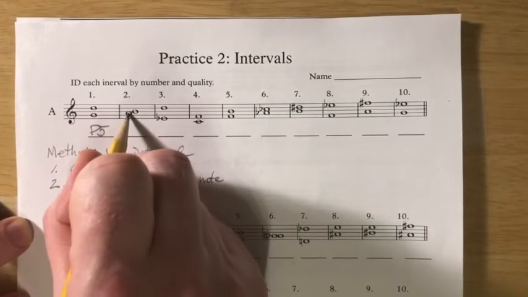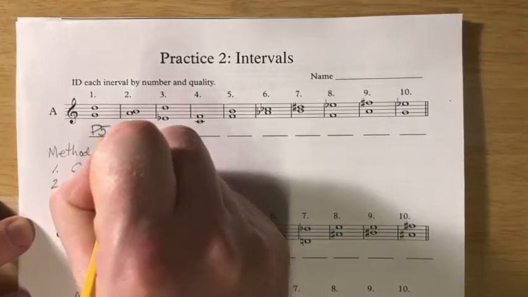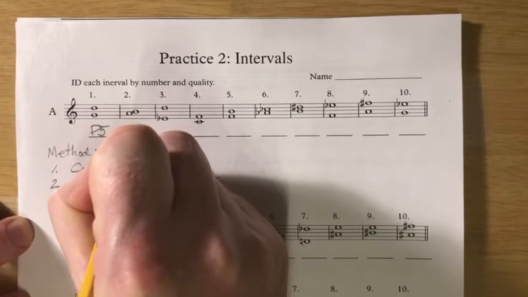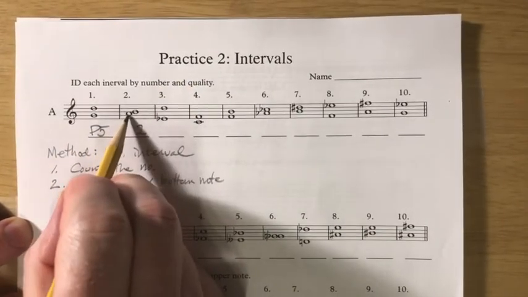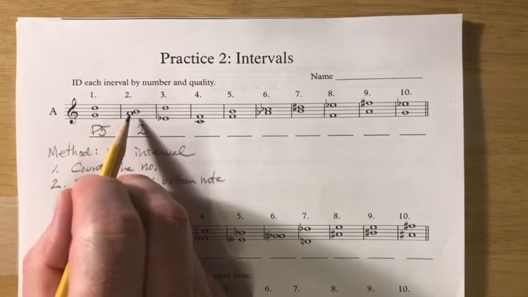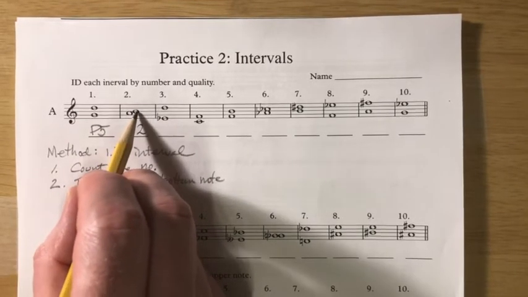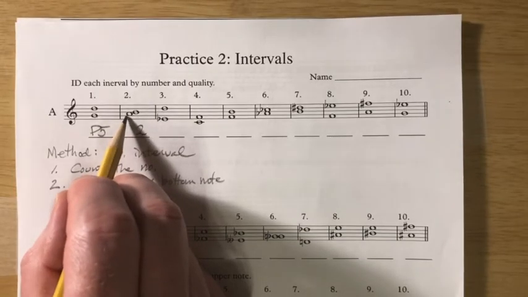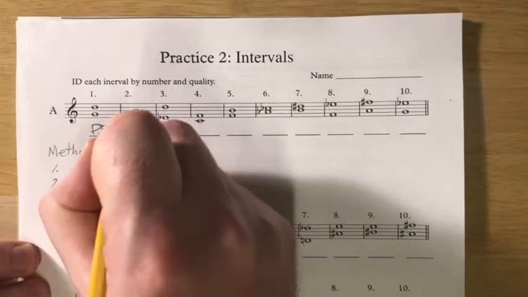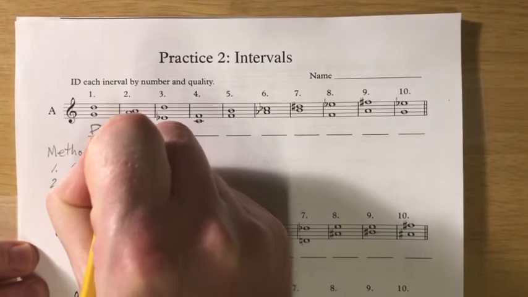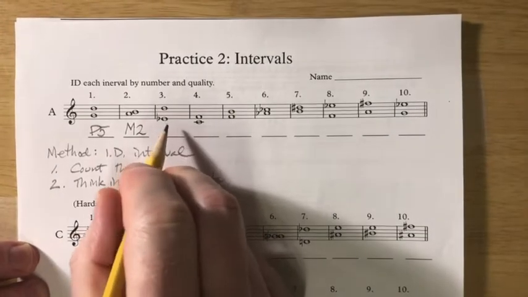From a space to the very next line is a second. A to B is always going to be a second, so we can put a 2 there. What's the lower note of these two? A, so we're going to think in the key of A major. So is B in the A major scale? Yeah, we can easily confirm that. That's the second degree of the A major scale. So this interval is major. It's a major second.